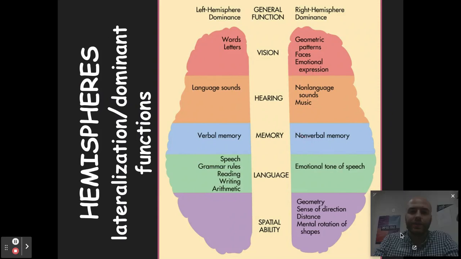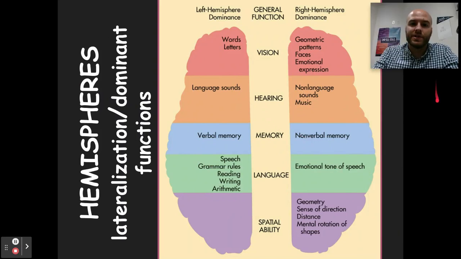Now let's get into a little bit here the hemisphere lateralization or dominance that I talked about earlier. So while no one is left or right brain specifically, and they don't take on independent roles from one another, there are certain things that seem to be specialized or dominant in each of the hemispheres.